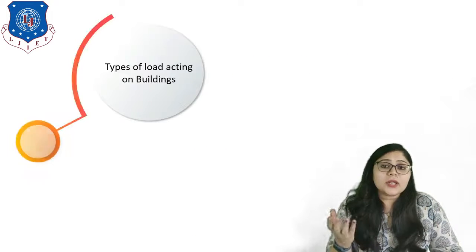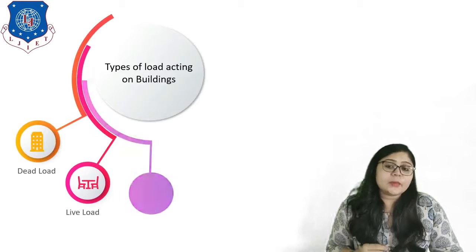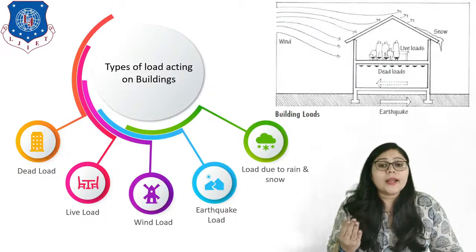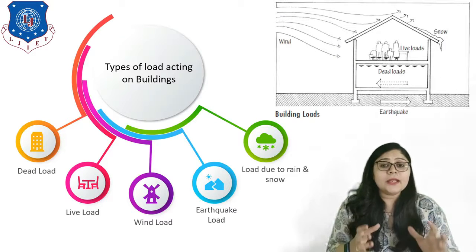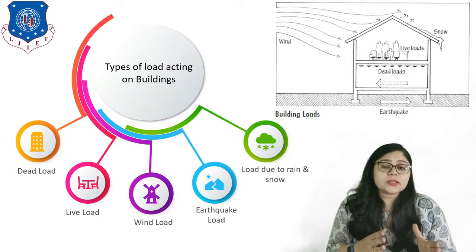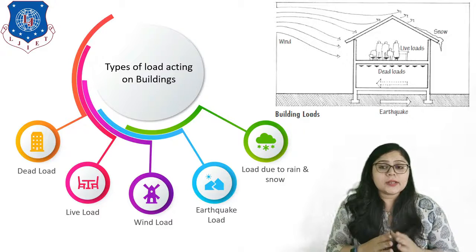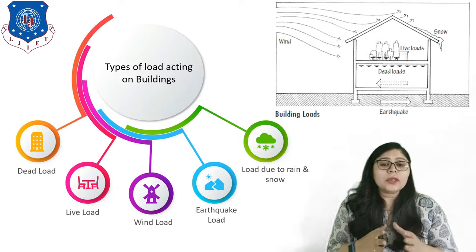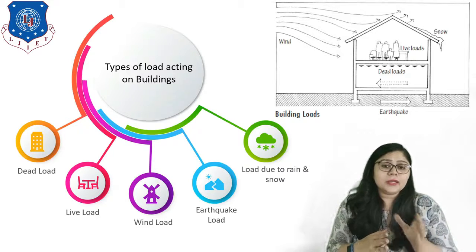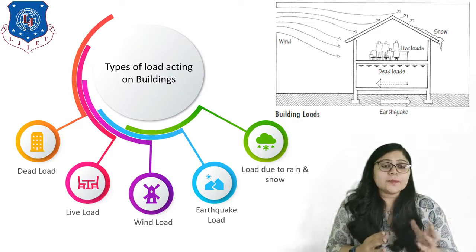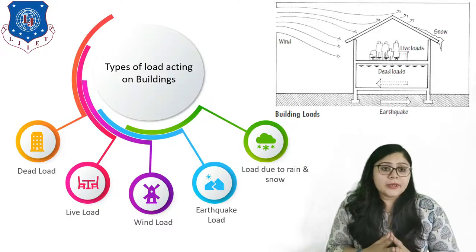So what are the different loads acting on any building? Basically, dead load, live load, wind load, earthquake load, and load due to rain and snow are the main, or we can say primary, loads acting on any building. Before constructing any kind of building, we should understand and also calculate all kinds of load acting on the building so that we can provide safety factors for that particular load. Here on screen, you can see different loads acting in different directions on a building, right? So now let's discuss all in detail.